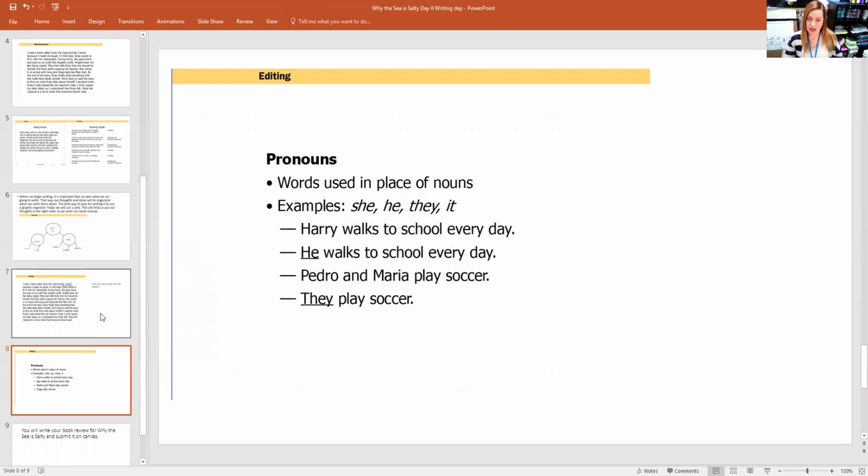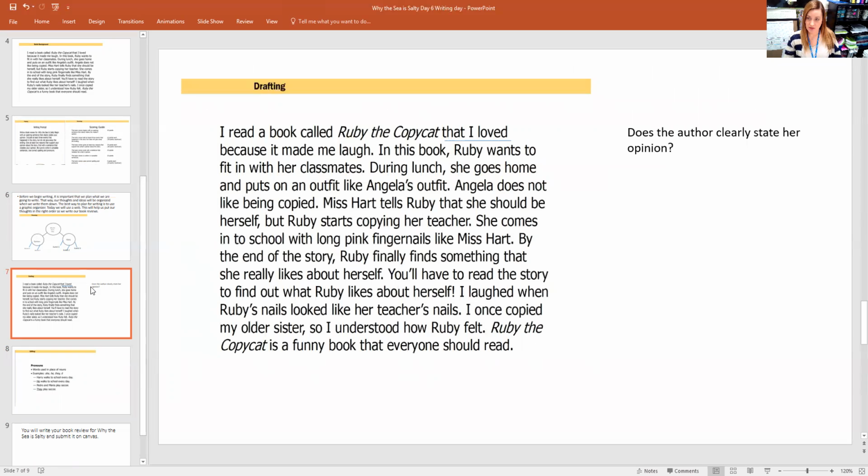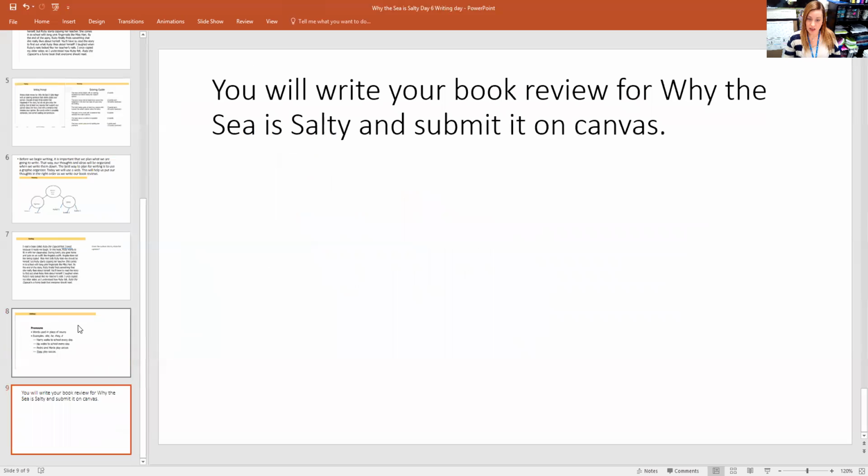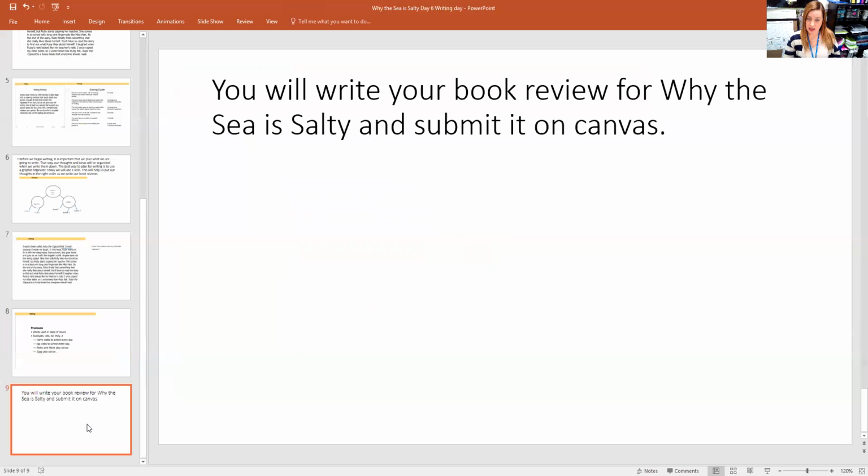So after you write your first draft, you're going to take your stuff from your web and write a draft kind of like this one, but you're going to do it on Why the Sea is Salty. And then you're going to go back through it and check to see if you're using your pronouns correctly and you're following everything on this scoring guide. Okay, so you're just going to be writing a book review for Why the Sea is Salty, and you're going to submit it on our Canvas page. All right, that is our lesson for today.